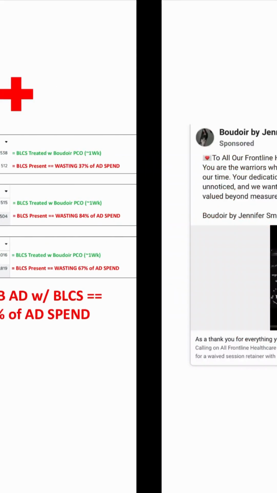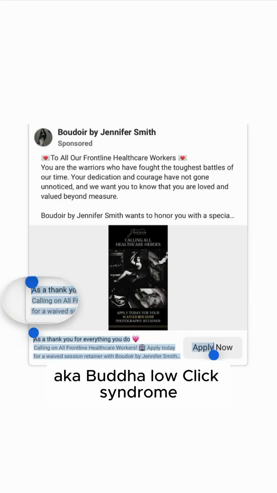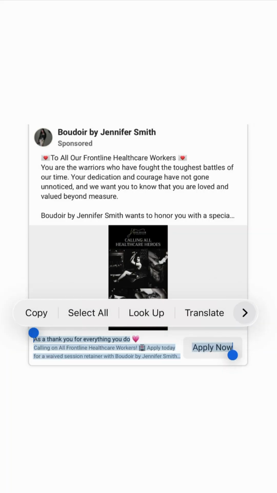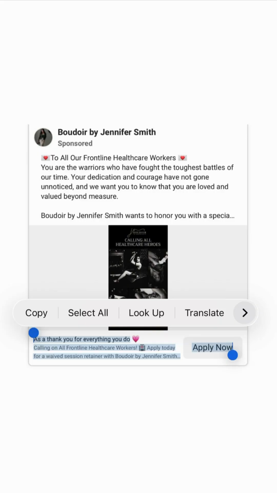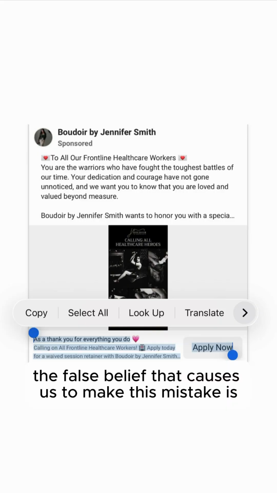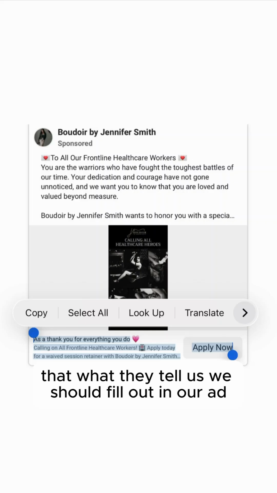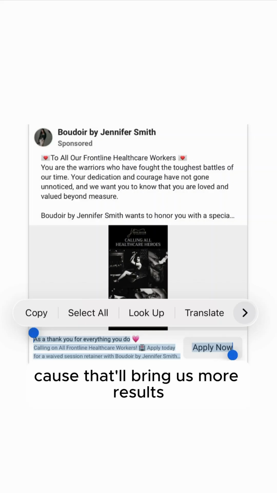The Zuck. All right, so now we're here. We're going to diagnose this, see if we believe it has BLCS, aka Boudoir low click syndrome. So let's see what we got here. We got the below creative cluster mistake. The false belief that causes us to make this mistake is that we're trusting Facebook, that what they tell us we should fill out in our ad is what we actually should fill out in our ad, because that'll bring us more results. That is better for us.